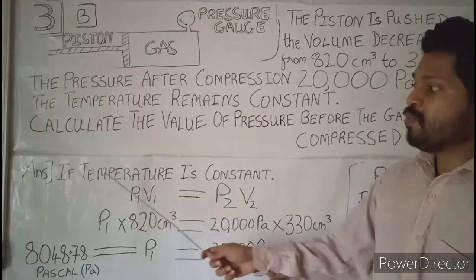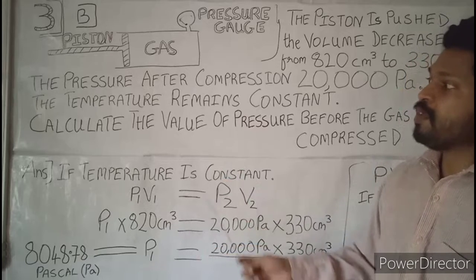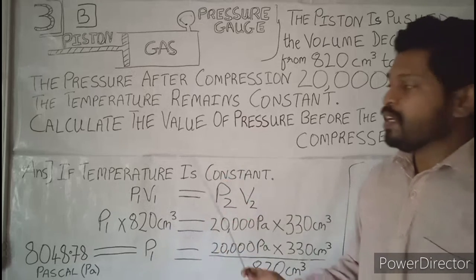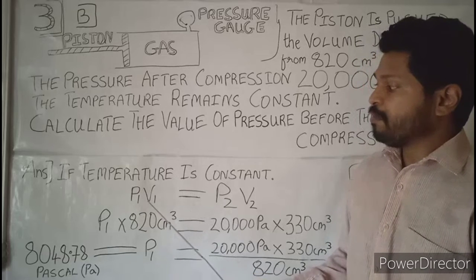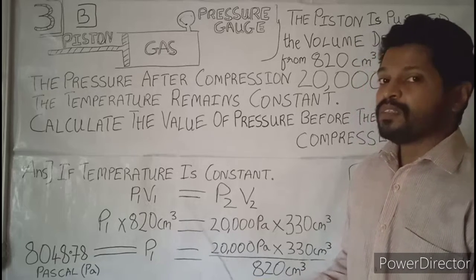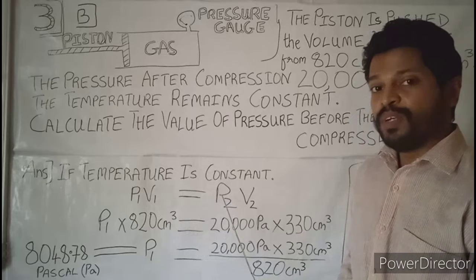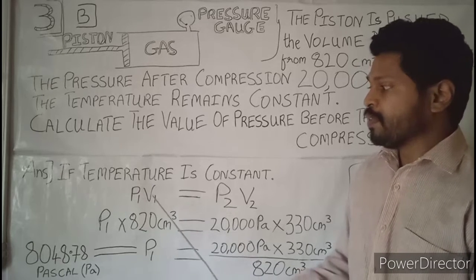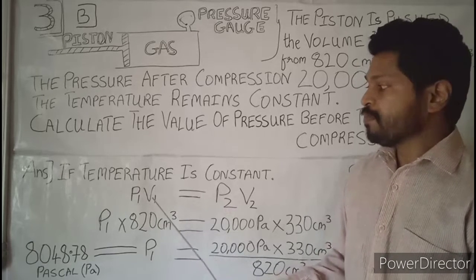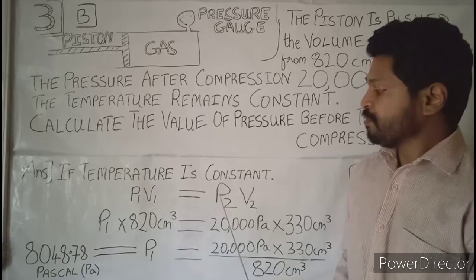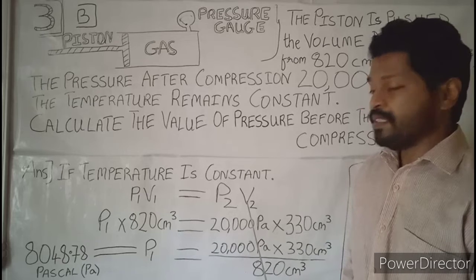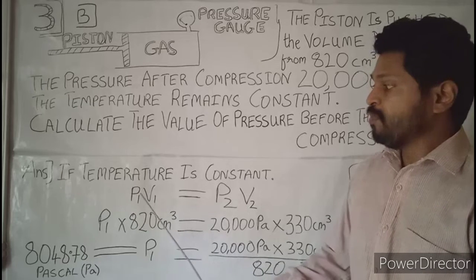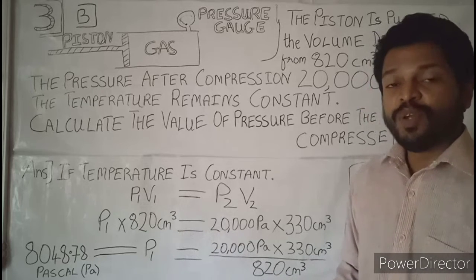So we can use this formula. If temperature is constant, we have taken this from the question itself. If the temperature is constant, then we can state that P1 V1 is equal to P2 V2. This is the initial pressure, this is the initial volume, this is the final pressure, and this is the final volume. So before coming to this statement, let me give you an overview.